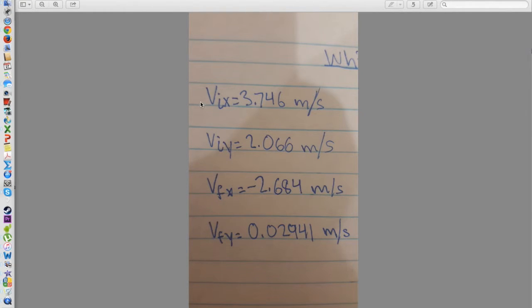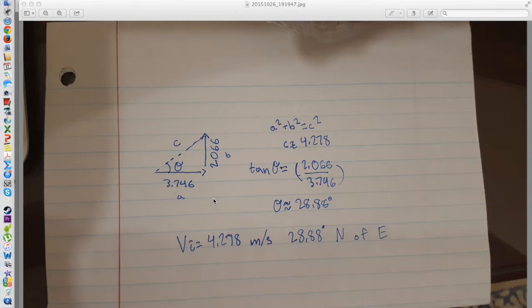So now that we have all those velocities, we can write them out. The initial velocity of the x is 3.746 meters per second. The initial velocity of the y is 2.066 meters per second. The final velocity of the x is negative 2.684 meters per second. And the final velocity of the y is 0.02941 meters per second.